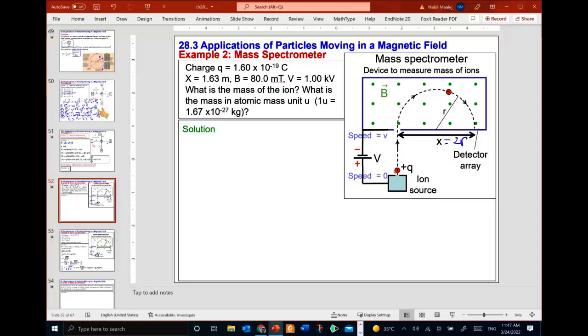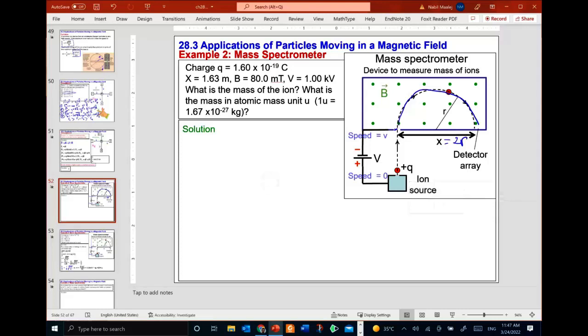Remember, first of all, the charge is accelerated through the potential difference here, delta V. It reaches a certain constant velocity here. Then it will experience a magnetic field, so it will move in a circular path. They are giving us x, which is 2r, is 1.63 meters. The magnetic field is 80 millitesla. The potential is 1000 volts. What is the mass of the ion, and what is the mass in atomic units? One atomic unit is 1.67 times 10 to the minus 27 kilograms.